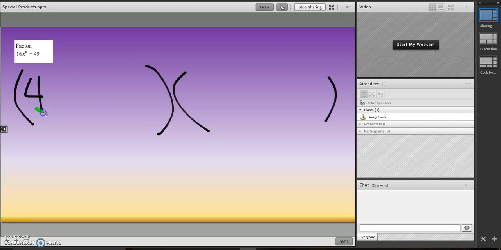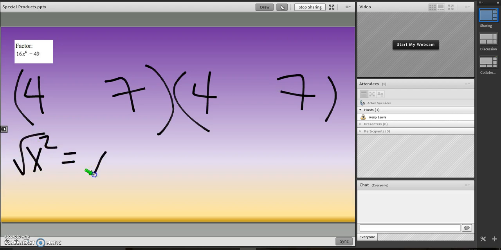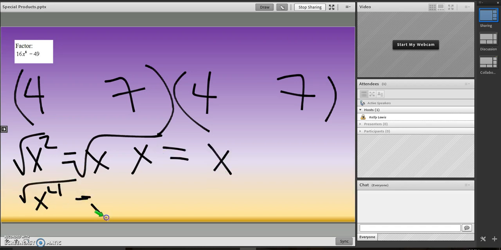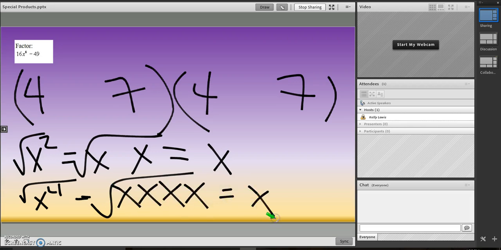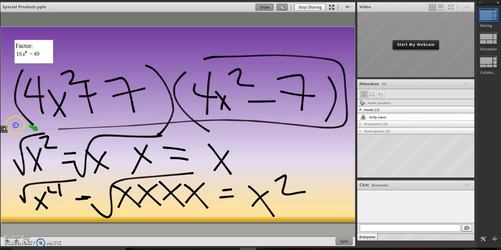We can do this. It's two terms and it's subtraction. Square root of 16 is 4. Square root of 49 is 7. Okay, so square root of x to the fourth. Well, x squared times x squared is x to the fourth, so the square root of x to the fourth is x squared, because the square root of 4 is 2. So we're going to write squared here. Now one's plus, one's minus, and we're done.